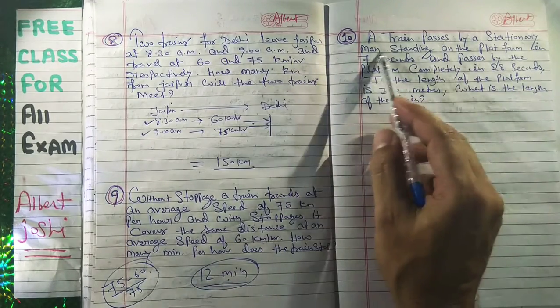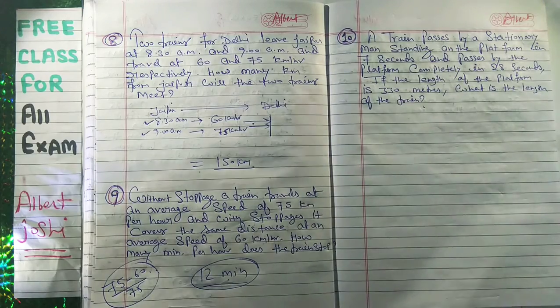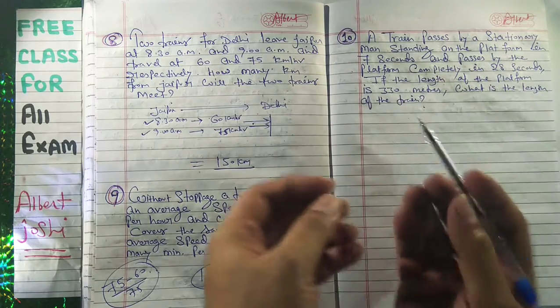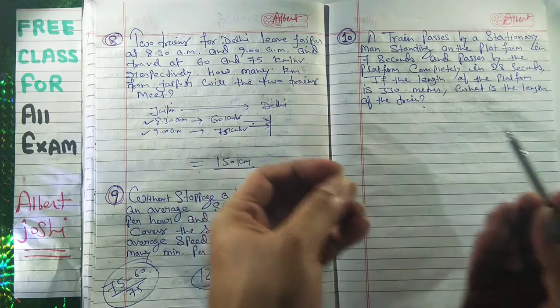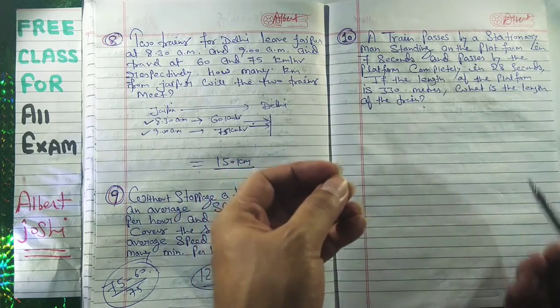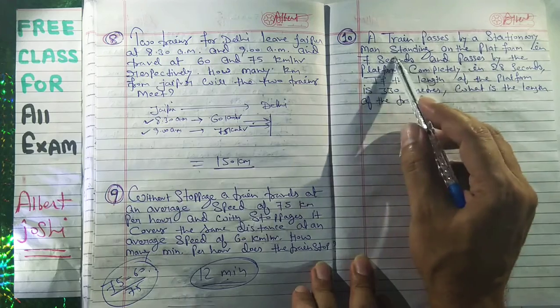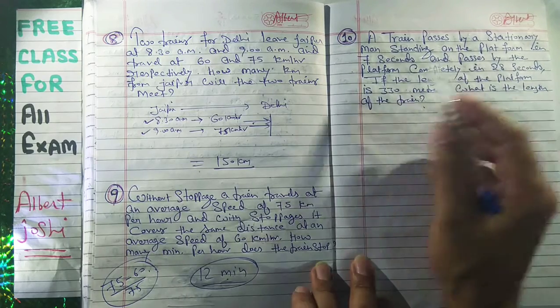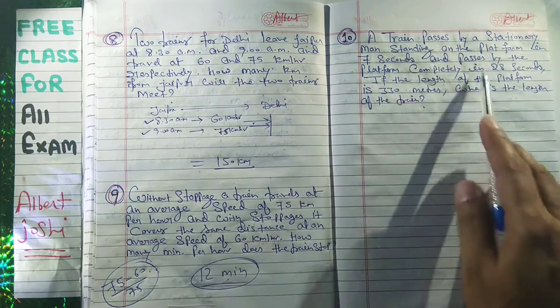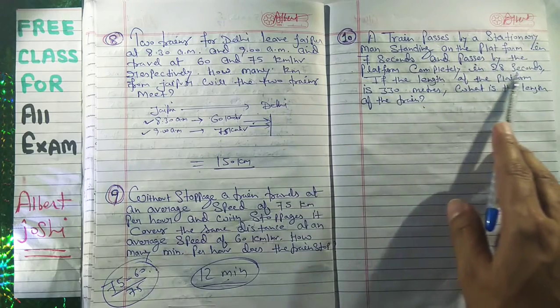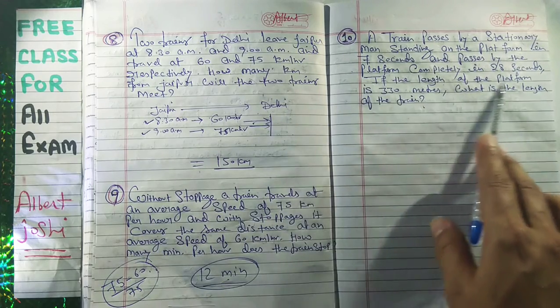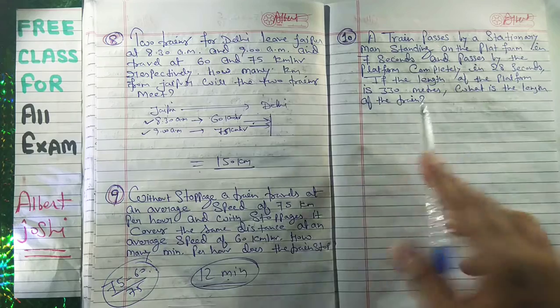Now the next question, a train passes by. You have to put all the logic, all the tricks in your pocket to crack your exam. So now a train passes by a stationary man standing on a platform in 7 seconds and passes by the platform completely in 28 seconds. If the length of the platform is this, what is the length of train?